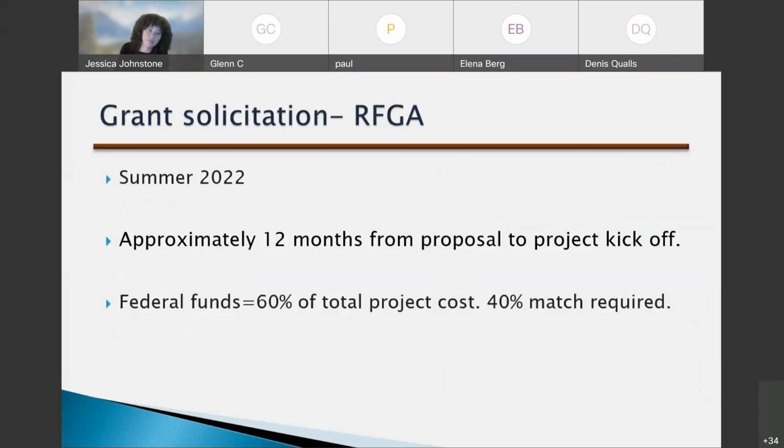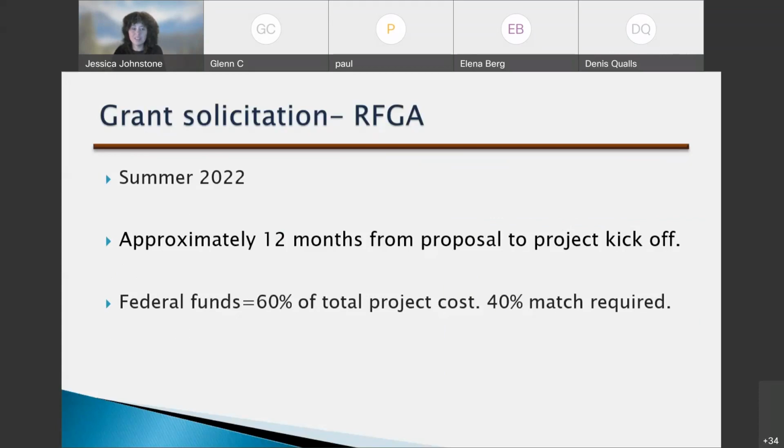So our program runs an annual grant solicitation period, and we commonly call that the RFGA, requests for grant applications. We just closed our 2021 cycle, so the next cycle will be summer of 2022. You can expect, if your project is selected for funding, about a year from proposal to project kickoff. Our projects start in September, so apply in summer. We'll start the following September if you're selected.